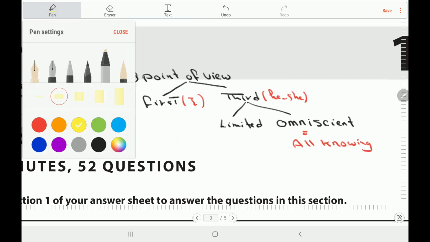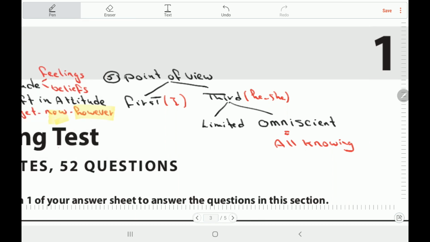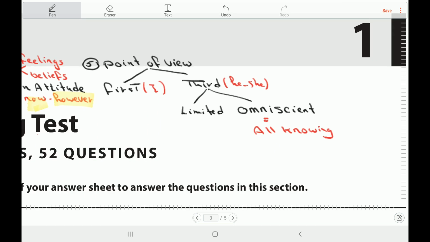Okay, next, identify the point of view. What is the point of view? We actually have 2 points of view. First, when the narrator is one of the characters, you'll find the word I. And third person point of view, when you find the words he, she, and they. So the narrator is not part of the characters, it's just narrating.